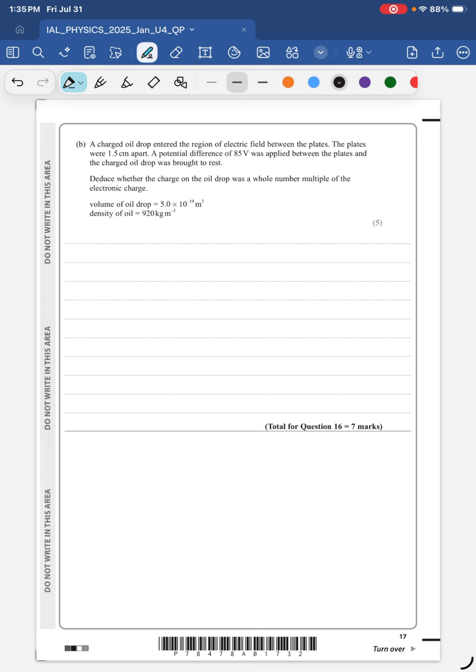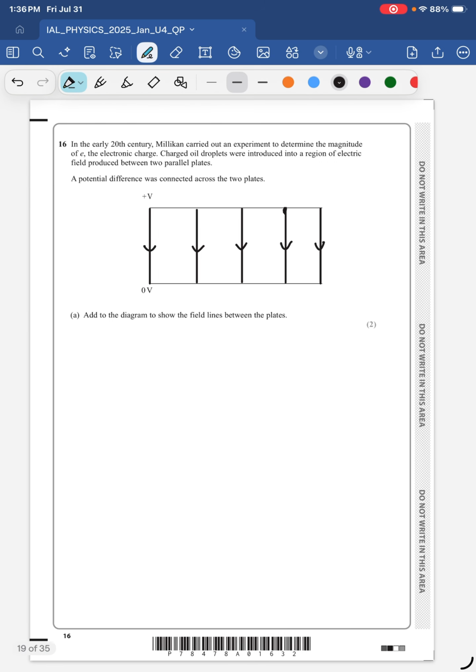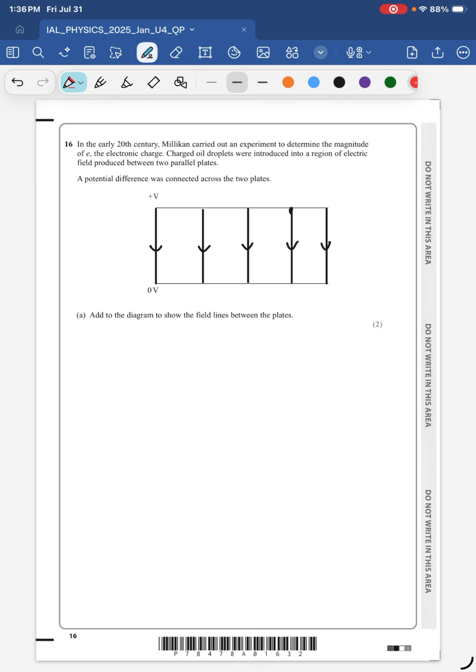A charged oil drop entered the region of electric field between the plates. The plates were 1.5 centimeters apart. A potential difference of 85 volts was applied between the plates, and the charged oil drop was brought to rest. Deduce whether the charge on the oil drop was a whole number multiple of the electronic charge. They give you the volume of the oil drop and the density of oil. So let's go back to the diagram and show the drop. Let's make it green because it's oil.